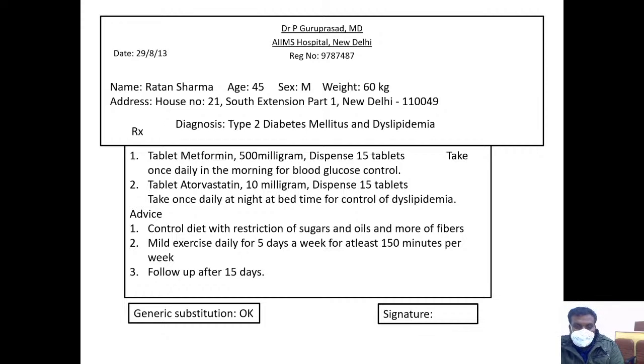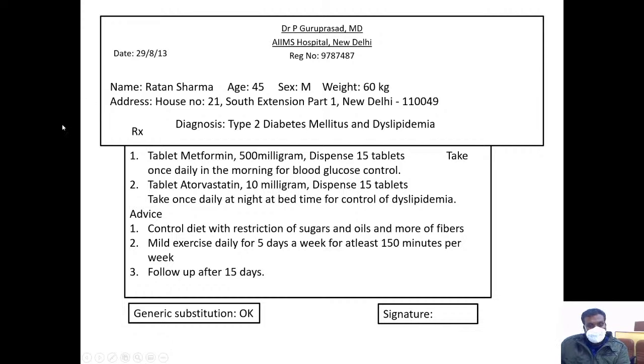How can you say that this patient is having type 2 diabetes? Because it is given in the history, and also type 1 is from childhood. It is present from the childhood. If the patient is having diabetes from childhood, then most probably it is type 1 diabetes, which is insulin dependent diabetes mellitus. Then type 2 diabetes mellitus is non-insulin dependent diabetes mellitus.